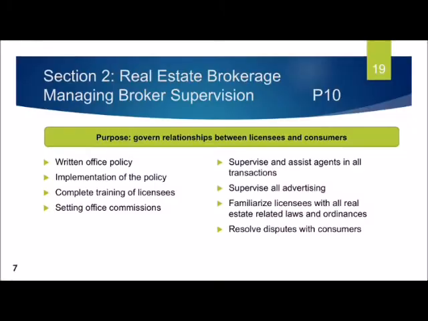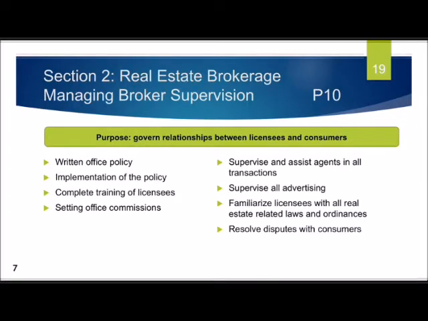The license law is specifically there to regulate the relationships between the licensees and the consumers. It has very little to do with any realtor or licensee to licensee activity. They're not there to protect us from each other. The license law is there to protect the consumer from anything we might do that brings harm to the consumer. So what it says in the license law is that the managing broker is responsible for the supervision of any licensee that they sponsor. So what specifically does that mean?